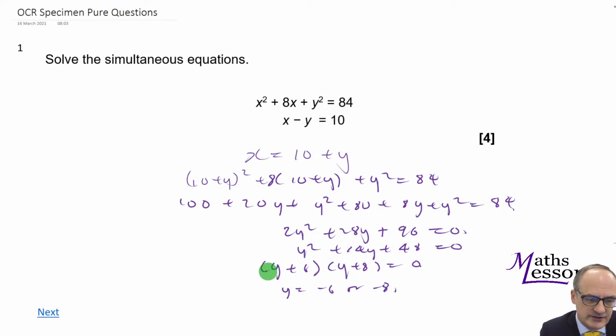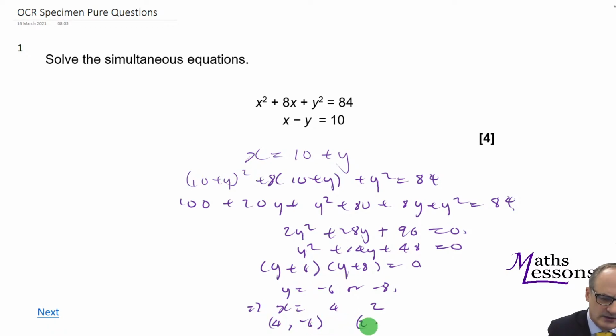So we factorize, we get y plus 6, y plus 8, and then we get y equals minus 6 or minus 8. Therefore, put that back into here, minus x will equal, put minus 6 into here, we get minus 4. Put minus 8 into this, we don't get minus 4, we get 4. And put 8 into this, we will get 2. And I think it's a good idea to actually pair up your terms to make it quite clear which one goes with which.